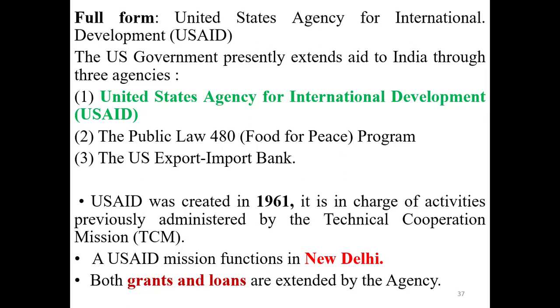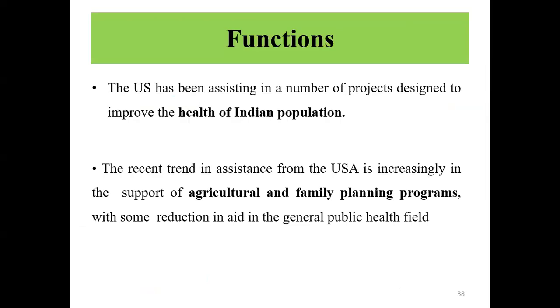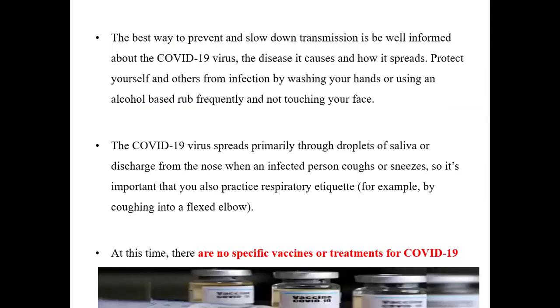It gives both grants and loans which are extended by the agency. Functions: the US has been assisting in a number of projects designed to improve the health of the Indian population. The recent trend in assistance from the US is increasing support of agriculture and family planning programs, with some reduction in aid to the general public health field.